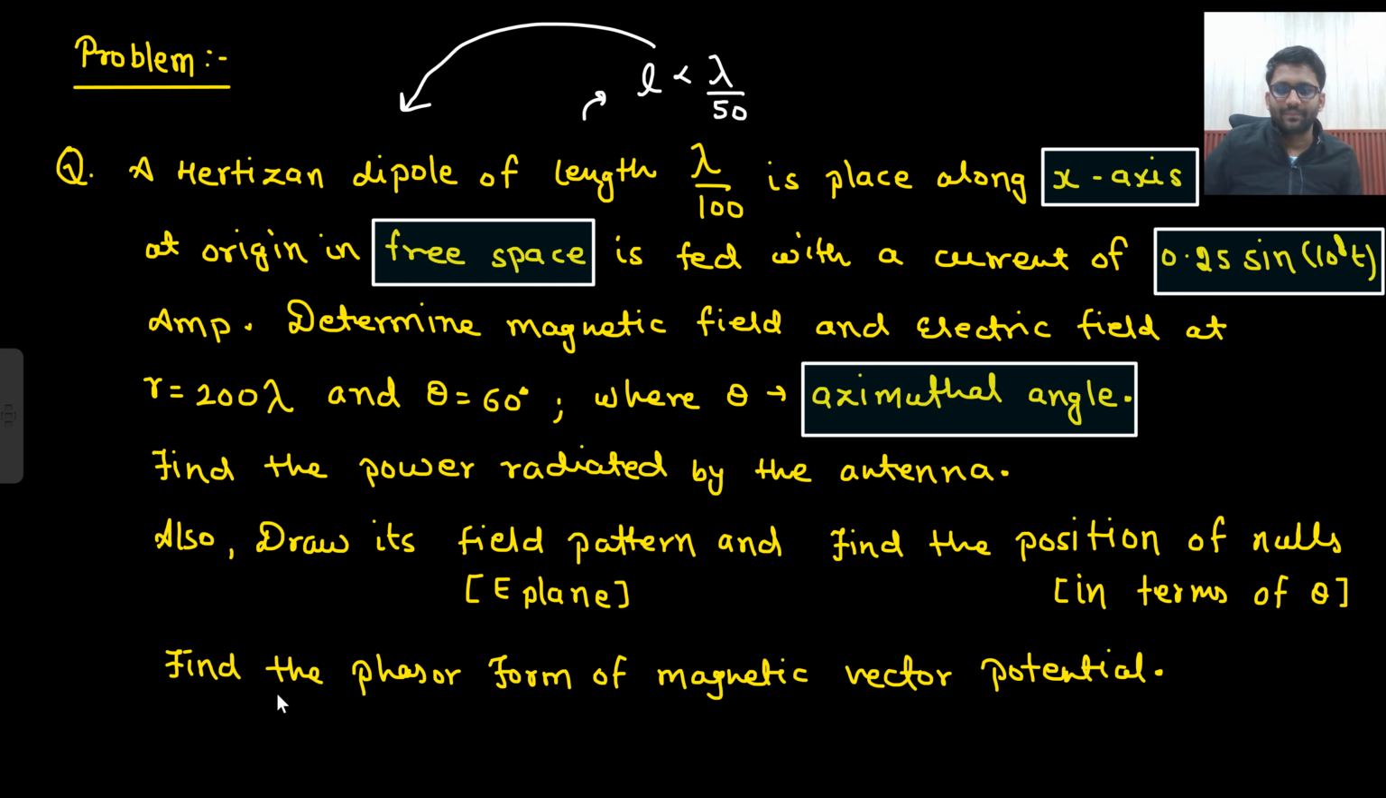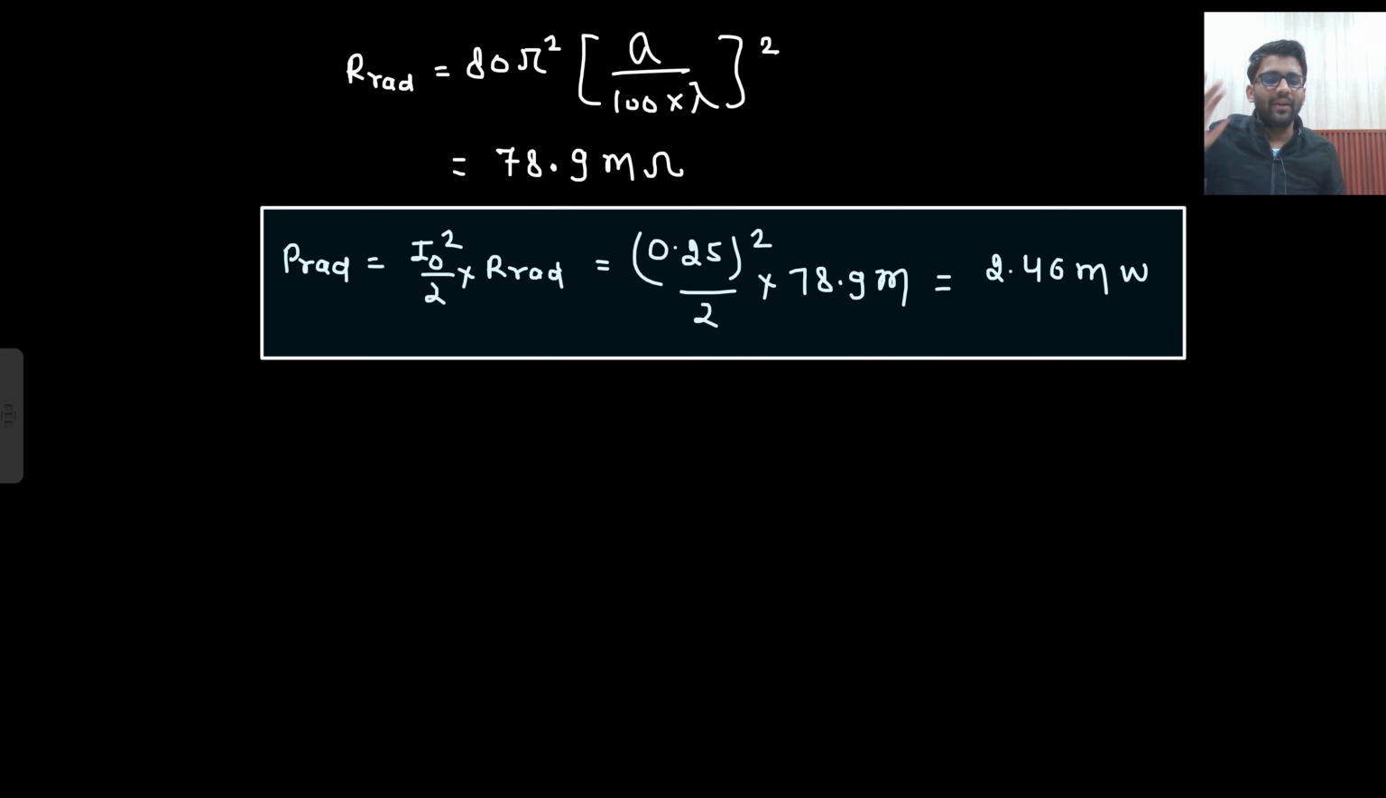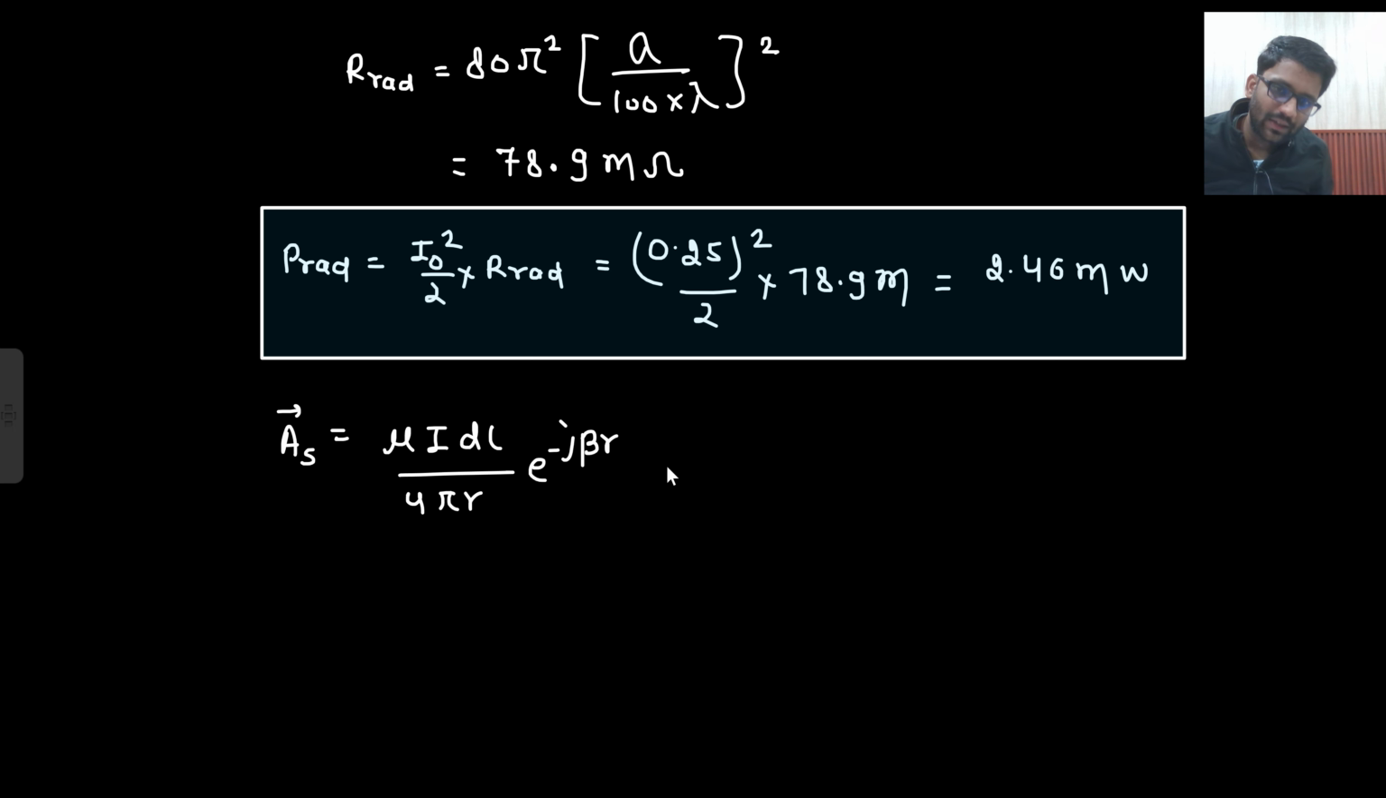So field pattern we will draw. Now find the phasor form of magnetic vector potential, or you can write down the complete magnetic vector potential as well. No need to write down the phasor form. If I need to write down the phasor form, what will I write? Mu I dl sin, not sin theta, mu I dl upon 4 pi r e to the power minus j beta r, and here the direction will be ax cap.